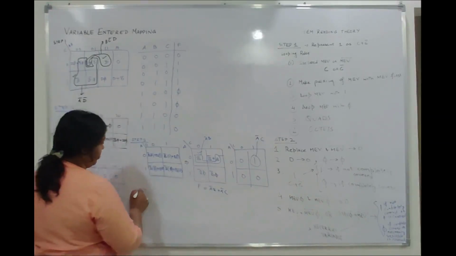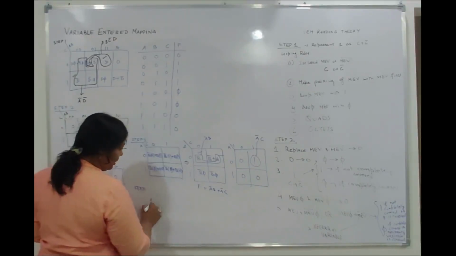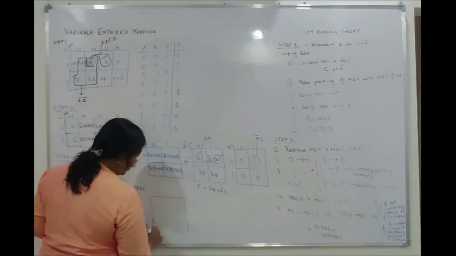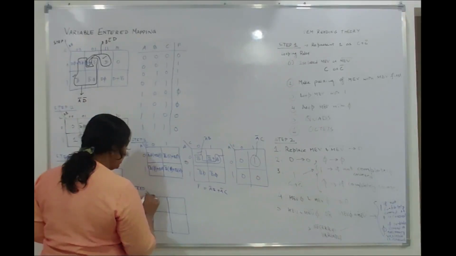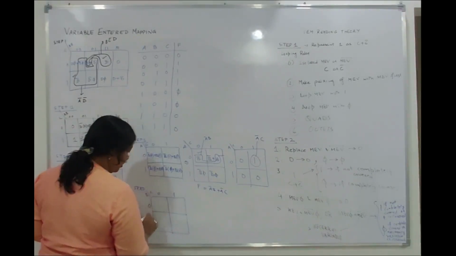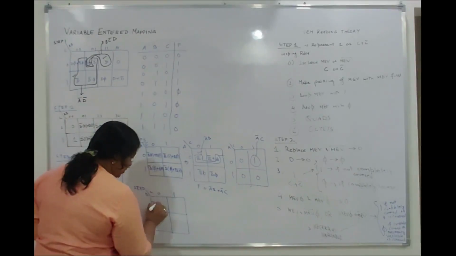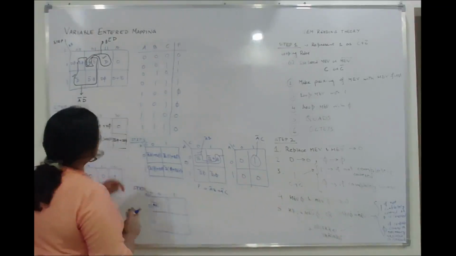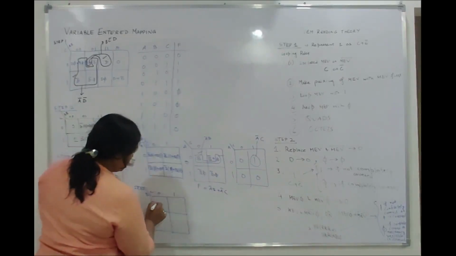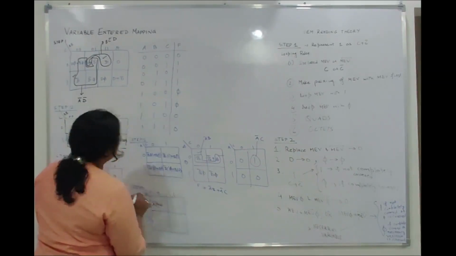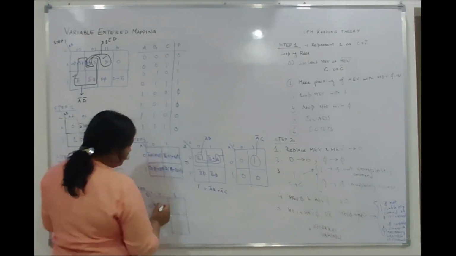Similarly, the same problem can be done with... I took AB, I took AC. I can take BC also. So map entered variable in this case will be A. For A bar, when BC is 0, 0, output function is... For BC 0, 0, for A, function is 5.